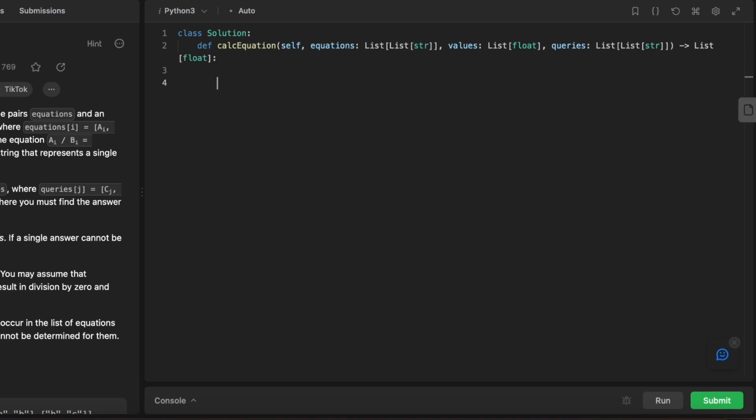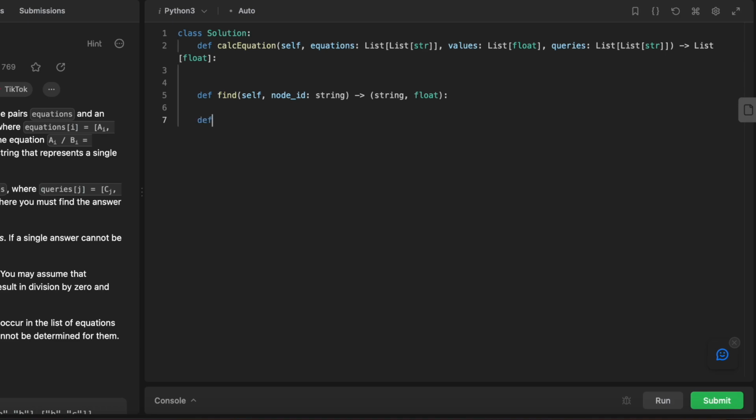So to solve this problem, we need to have two functions. The first function is the find function. We will pass in the node ID, for example A or B or AC, so that is a string type. And after we call it, it will return a tuple. The tuple is the parent ID of this node ID, which is also a string, and then the weight, which is a float.